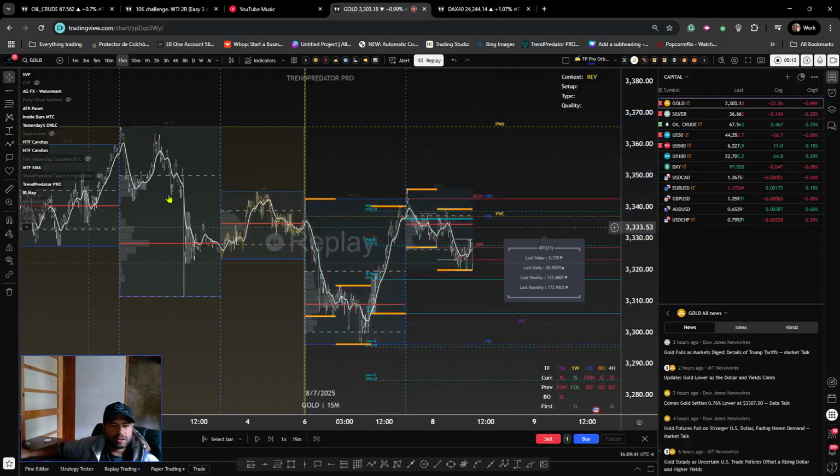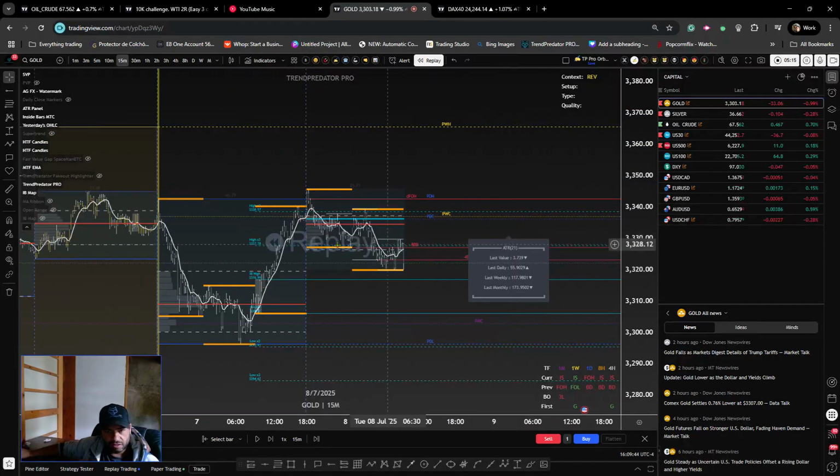I just want to show that that's fractal. So we've got that pattern on the daily chart. Look in here as well. That would be a similar scenario.